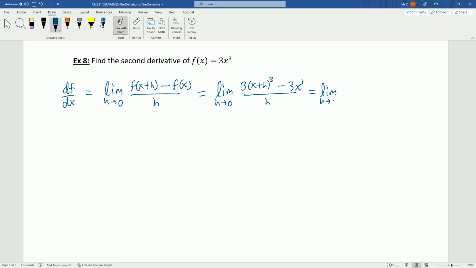Now, this multiplication of (x plus h) cubed, you could write this out longways, or I've demonstrated how to do this type of binomial multiplication in the past with Pascal's triangle. I'm going to skip that step just for time here. But this is going to give me 1x cubed plus 3x squared h plus 3x h squared plus h cubed minus 3x cubed.